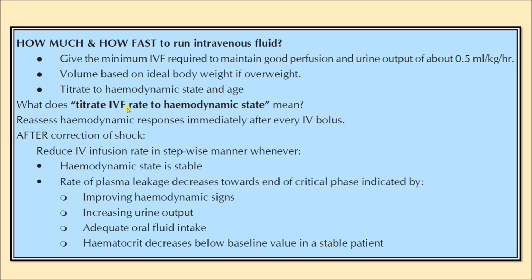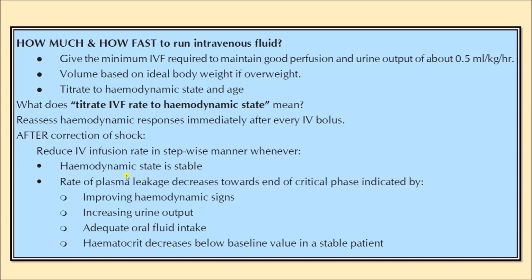When we say titration of intravenous fluid rate based on the hemodynamic status, it means we have to reassess the hemodynamic responses immediately after the IV bolus stage. After the shock is corrected, we have to reduce the intravenous fluid in a stepwise manner. We cannot drastically stop the intravenous infusion, that is very risky. So from 10 ml per kg we reduce to 6 ml per kg, then to 3 ml per kg, and then we stop it. So it is to be reduced in a stepwise manner.